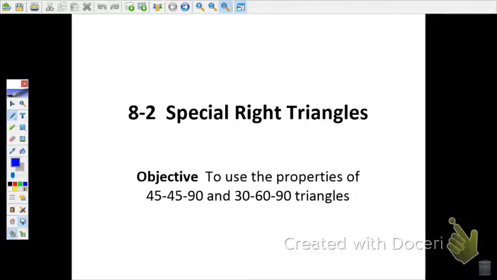Today we're going to continue our work with right triangles, looking at some special right triangles. In this second section of chapter 8, they talk about both a 45-45-90 triangle and a 30-60-90 triangle. Today we're going to talk about the 45-45-90, and then tomorrow we will talk about that 30-60-90 triangle.